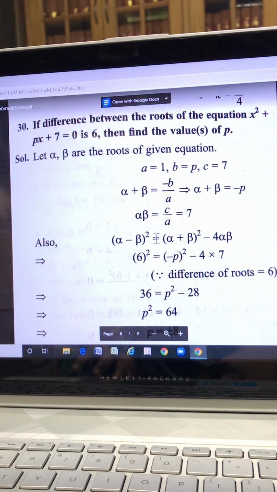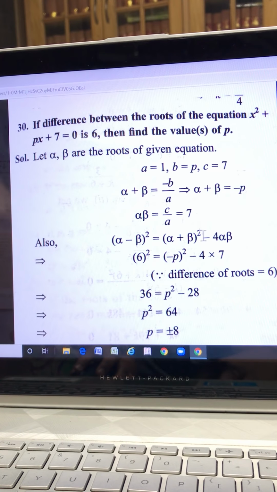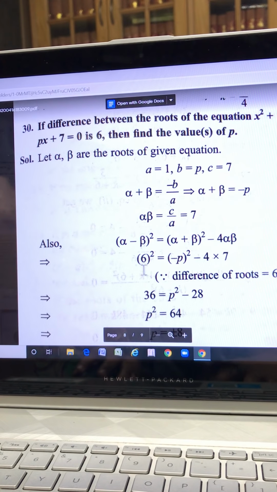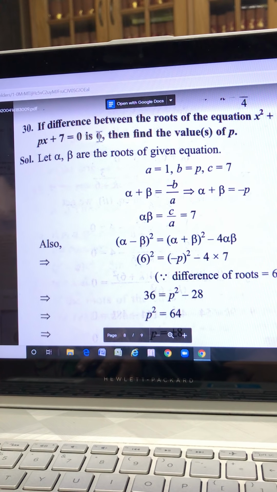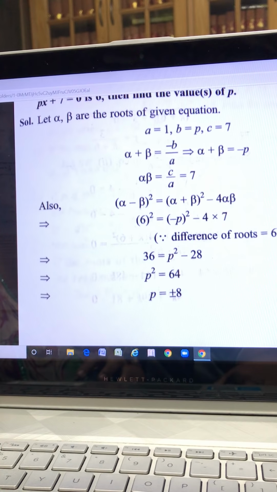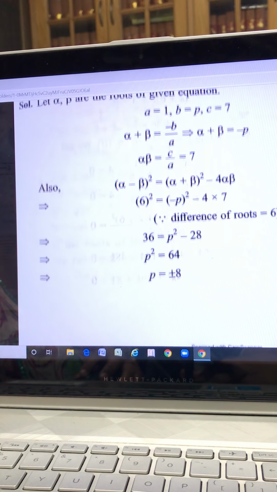Now alpha minus beta whole square is equal to alpha plus beta whole square minus 4 alpha beta. You have the value of alpha plus beta. What is alpha plus beta? Minus p. You have the value of alpha into beta, that is 7. Put these values here, and alpha minus beta is already given to you, that the difference of the roots is 6. That means alpha minus beta is 6. Once you have this equation, you will easily solve it and get the value of p. So the value of p is plus minus 8.